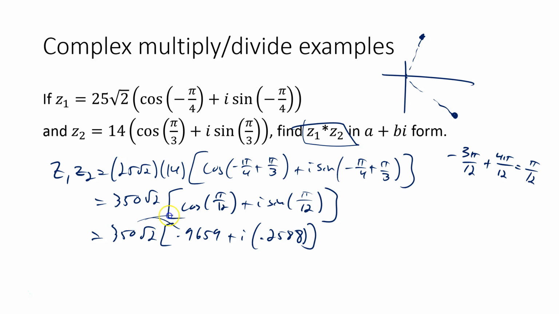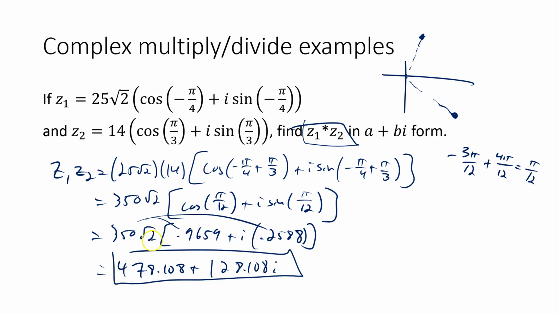And now what we'll do is distribute this number in here. So 350 root 2, and multiply that by our first number. And we get 478.108 plus 350 root 2 times 0.2588. And I get 128.108i. There we go. So we took our value, multiplied the r's, added the thetas, found those in the calculator, and then we were able to find our values. Not too bad.